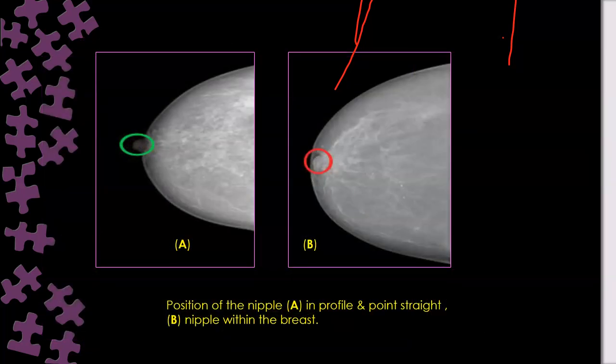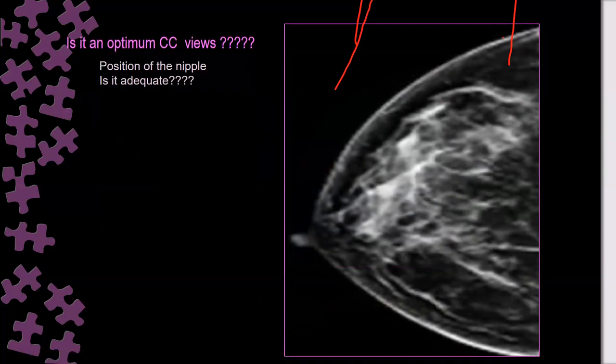And here, obviously the nipple is not in profile. Out of profile. And what about this one? The nipple is pointed medially. You cannot see the rest of the retromammary fat. Also, the nipple is not centered. Regarding the nipple, it is not adequate.